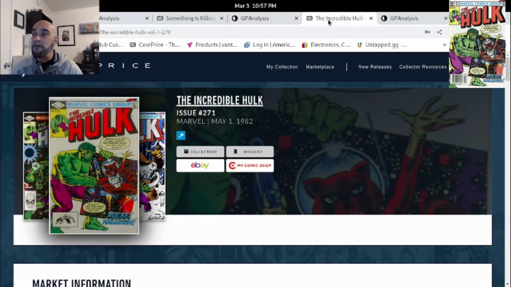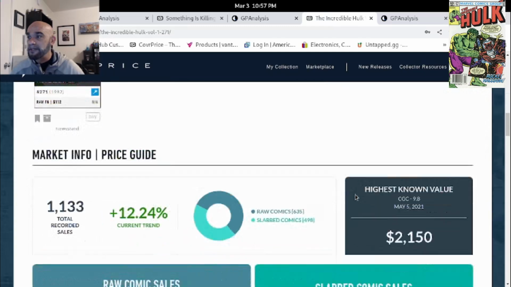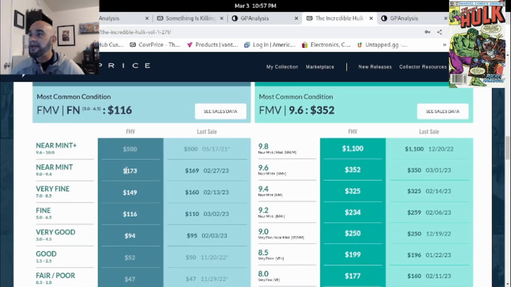It is Incredible Hulk, issue 271 from 1982. And this is the very first appearance of Rocket Raccoon in comics. And I am quite surprised how affordable this particular book is. As we can look here, high-grade raws of this book are right around $500. If you want a 9.8 candidate, you're going to be looking right around $550 to $600.